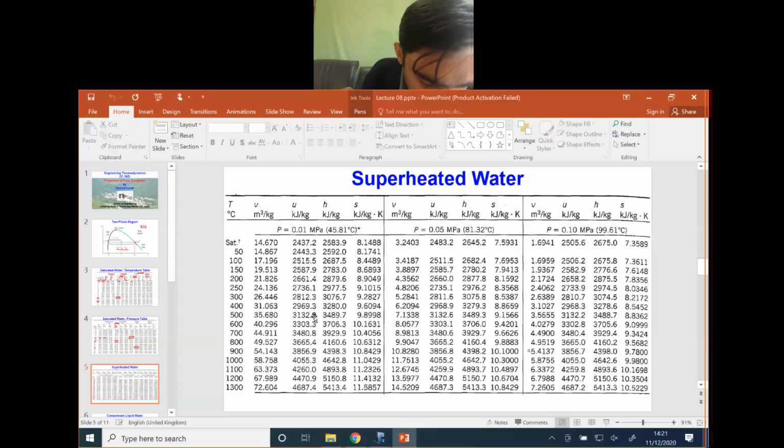For example, here you can see my range of temperature I have included from 50 to 1300, and this first entry, whatever V, U, H, S there are, corresponds to a pressure of 0.01 megapascals. This is a very important point. This first entry corresponds to a pressure of 0.01 megapascals, and corresponding to this pressure, in star, we have one temperature mentioned, 45.81 degrees Celsius.